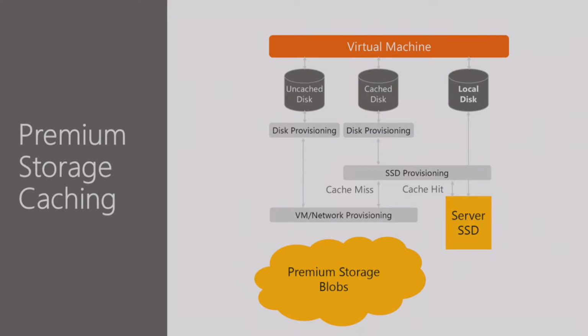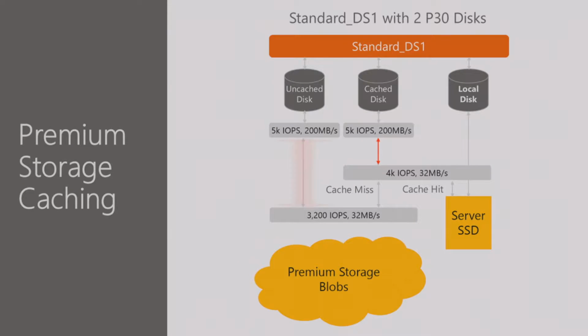The best way to look at it, I'll just give you an overview. I've got this virtual machine here provisioned with one cached disk that goes directly to the remote storage, then one disk that is cached that goes to the local SSD, and finally a local disk, the resource disk, that also goes to the local SSD. To put some specific numbers on this, let's give you an example. We'll start with a DS1. The DS1 gives you 4,000 IOPS in the local SSD and 3,200 IOPS on the network, and then 32 megabytes per second of bandwidth on each.